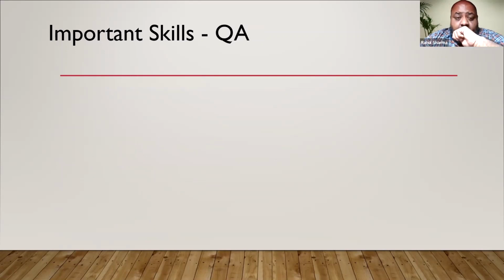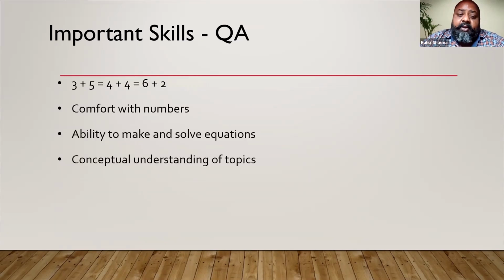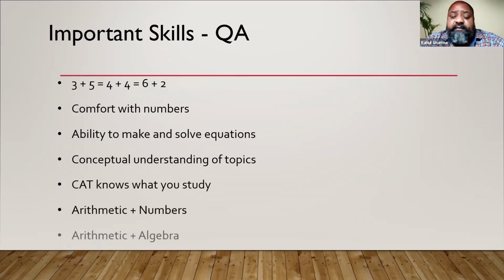For maths, the most important skill is to understand that 3 plus 5 is equal to 4 plus 4 is equal to 6 plus 2. You have to be comfortable with numbers. A lot of questions can be attempted in multiple ways. If you're comfortable with numbers, you will manage the section overall, right? Concepts are important. And for any student who's preparing for maths, overall arithmetic with numbers or arithmetic with algebra, even if you're able to cover these two parts in depth, you will be able to attempt almost 50-60% of the paper, right?